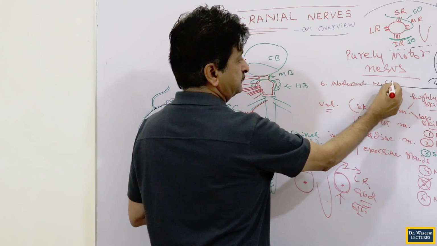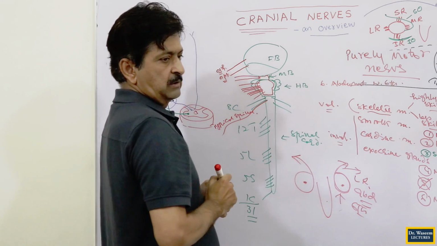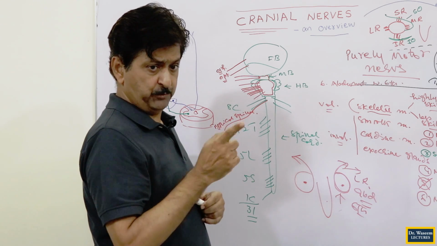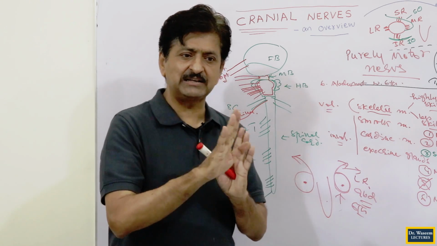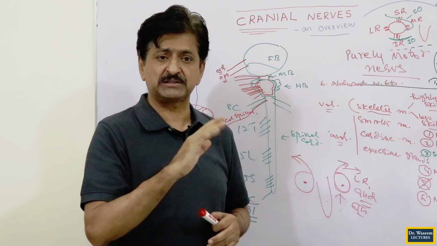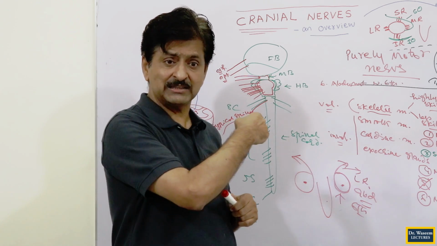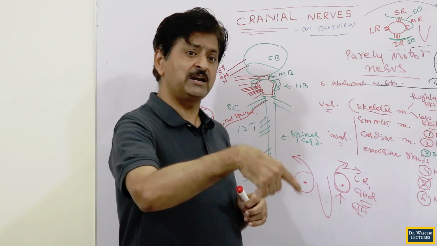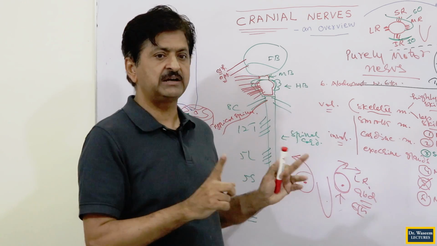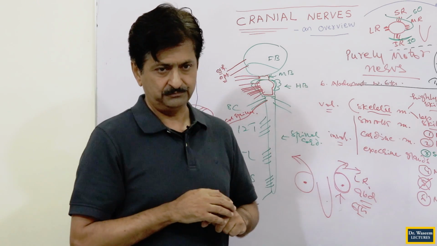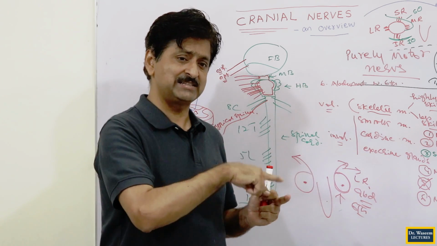This is the 6th cranial nerve. It is a purely motor nerve, which you should be noting here. Number 1, purely motor, and it does not contain any other fibers. Any other means not just other voluntary, but no involuntary either. If a nerve contains voluntary as well as involuntary fibers, you will still call it purely motor if it does not contain sensory fibers.